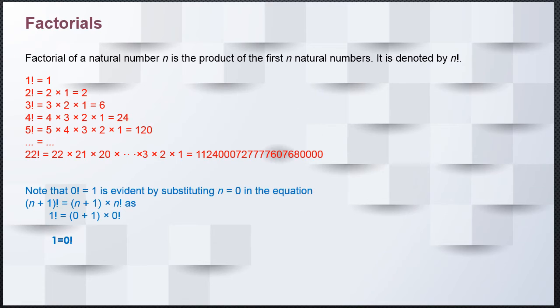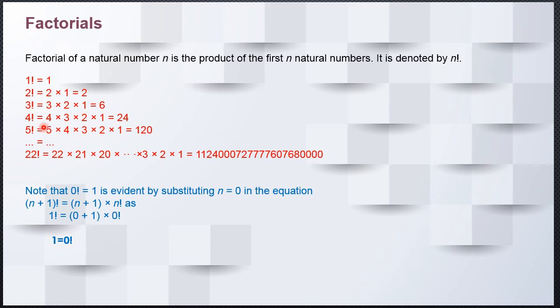Heading: factorials. Next, let us discuss some problems in this particular exercise related to factorials. The factorial of a natural number n is the product of the first n natural numbers. It is denoted by n factorial. That is, 1 factorial equals the first natural number 1. 2 factorial means the first 2 natural numbers, 1 into 2. 3 factorial means 1 into 2 into 3. 4 factorial, written in reverse form, is 4 into 3 into 2 into 1, or in normal form, 24. Similarly, 22 factorial is also 1 to 22.